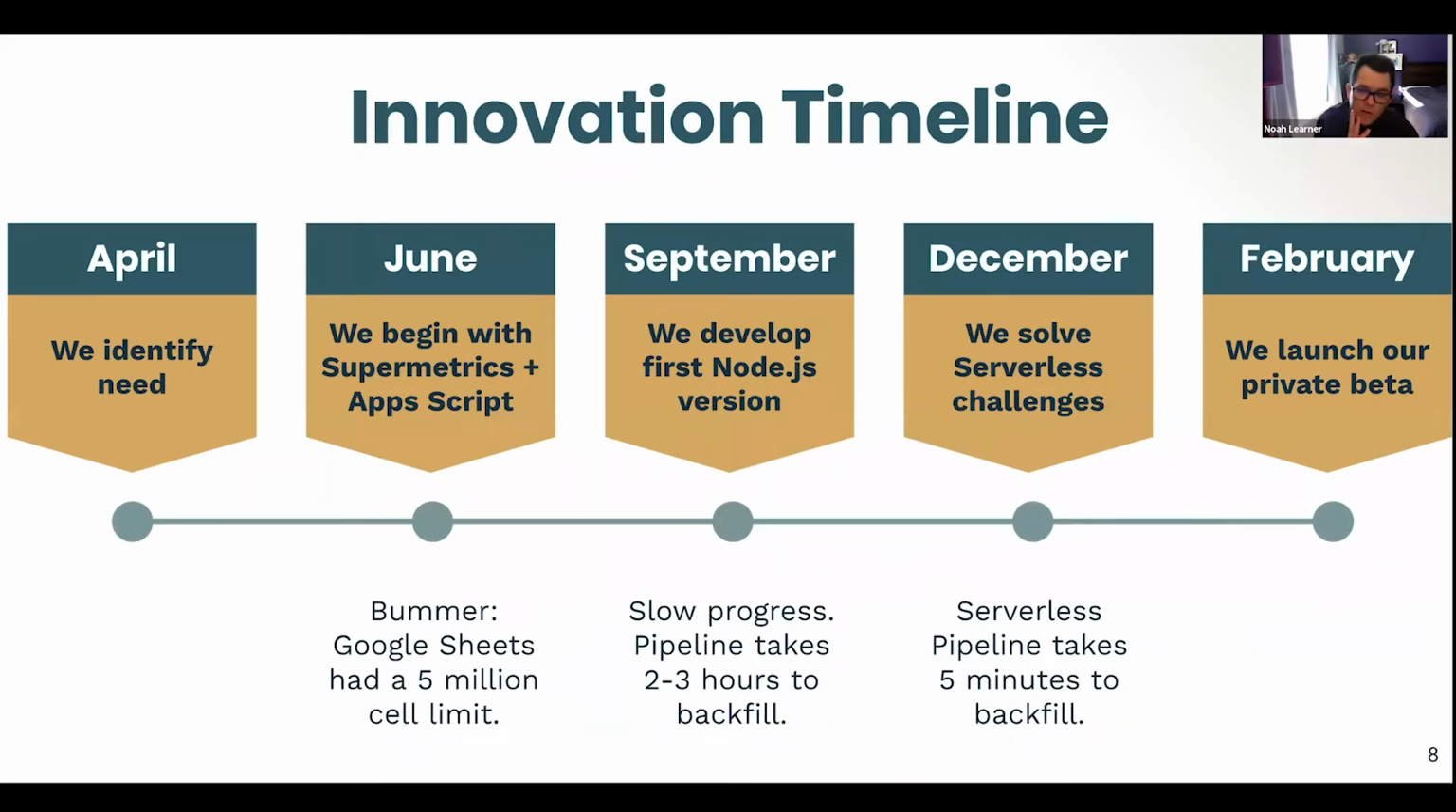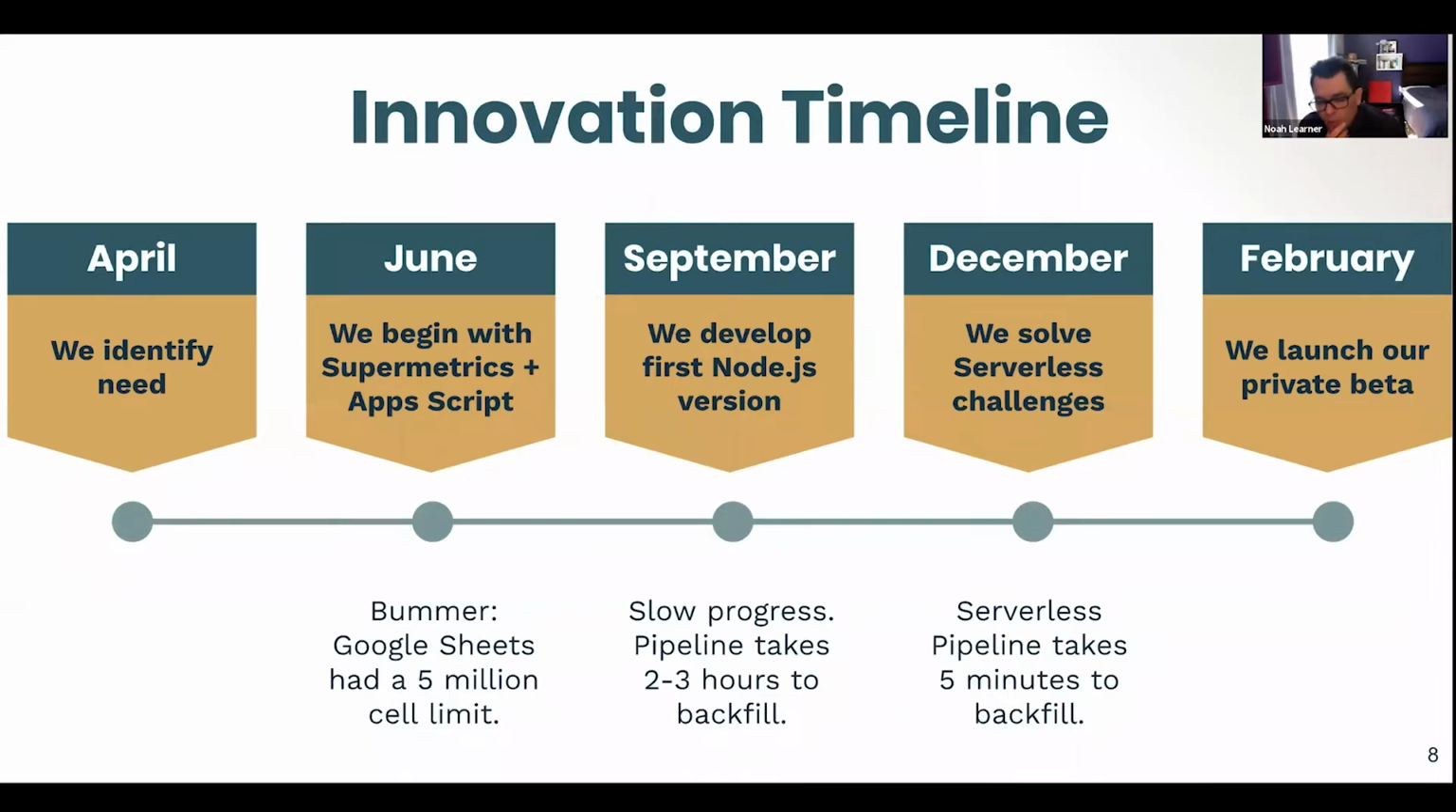So this was how we got to now. In April, we identified the need. We had this background of dealing with Supermetrics. And so in June, after finishing Post-Ematics development, which was that Google Sheets add-on, we began experimenting with a solution wherein we'd pull data into Supermetrics, into a sheet, and then use AppScript to push to BigQuery.